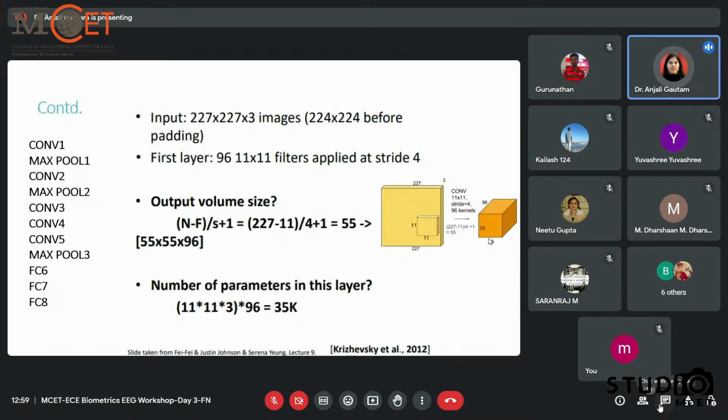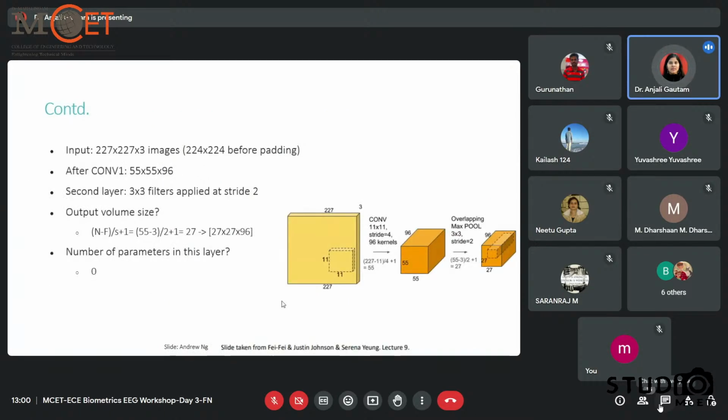And if someone asks what is the number of parameters, the filter size is 11 cross 11. Since AlexNet was developed for RGB images, and the ImageNet dataset contains RGB images, your filter should also be of that type. So 11 cross 11 into 3 and into 96, meaning 96 filters you are going to use. It comes out to be 35K. This is just for one layer.